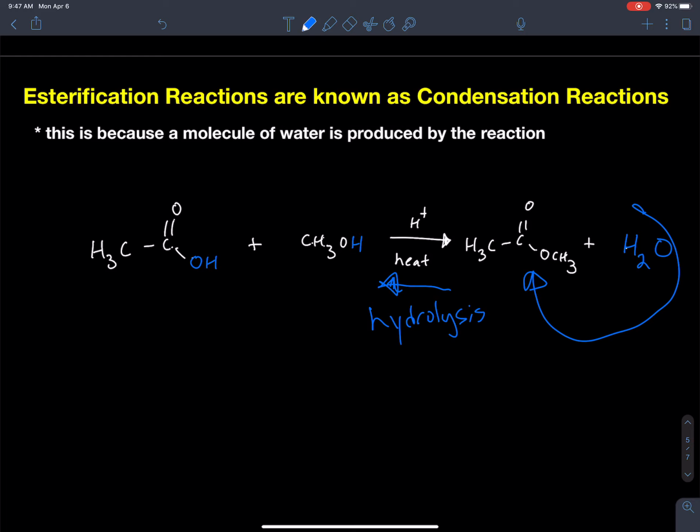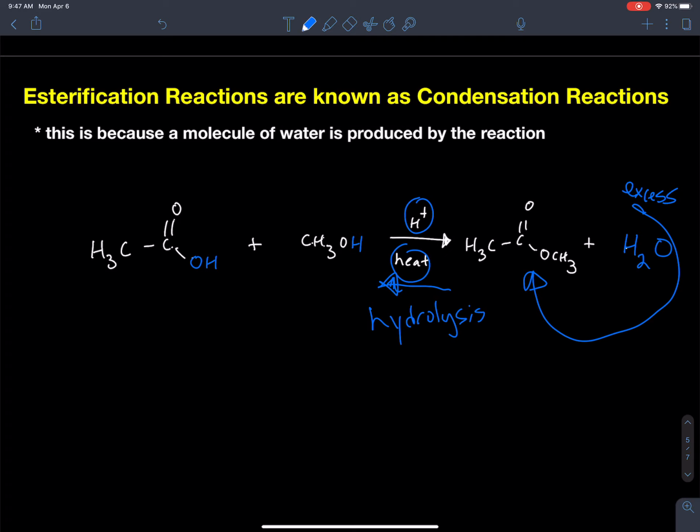If I had an excess of water kicking around, with a lot of heat and temperature, I can push the equilibrium back, and that's what your stomach does. Your stomach has acid, your body has heat, and we have an excess of water. So when you're eating esters, you can break them apart and digest them using the hydrolysis reaction.